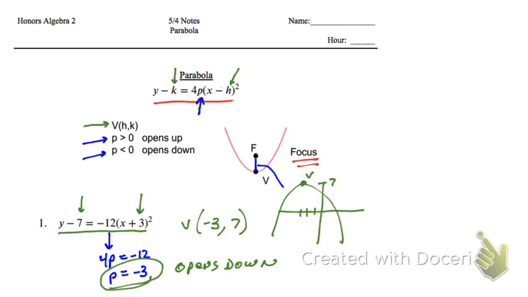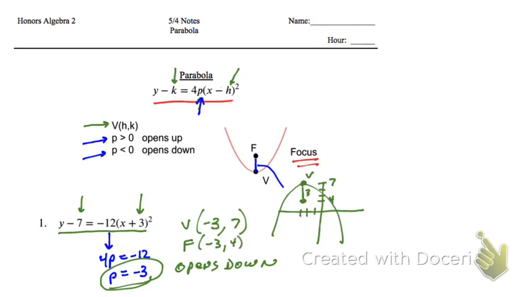Where is that focus at? Well, it would be 3, which would be 1, 2, 3, would take me down to 4. It'd be sitting 3 units away from our vertex right there. That is where our focus is. So what will be the coordinates of our focus? It would be negative 3, comma, 4.